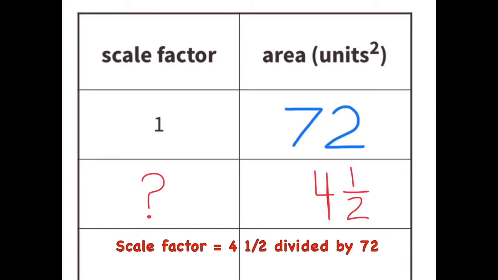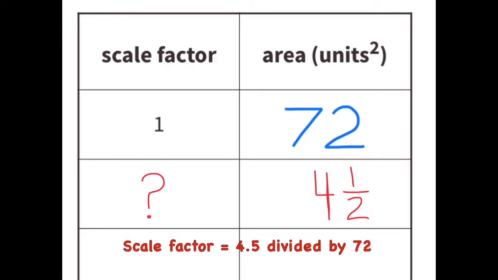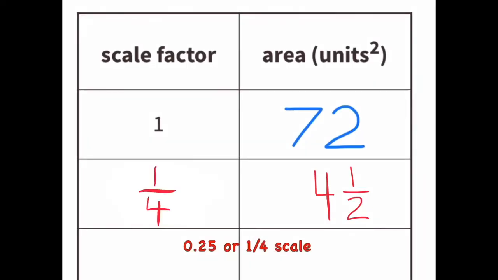You'll see I've written at the bottom that 4.5 divided by 72 will provide us with the scale factor. When you use a calculator, 4.5 divided by 72 equals 0.25, which is 25 hundredths, or 1/4. The scale factor that Diego used to take polygon P to polygon Q was 1/4.